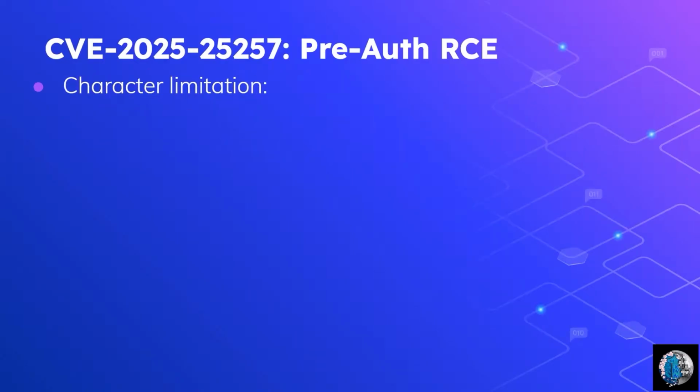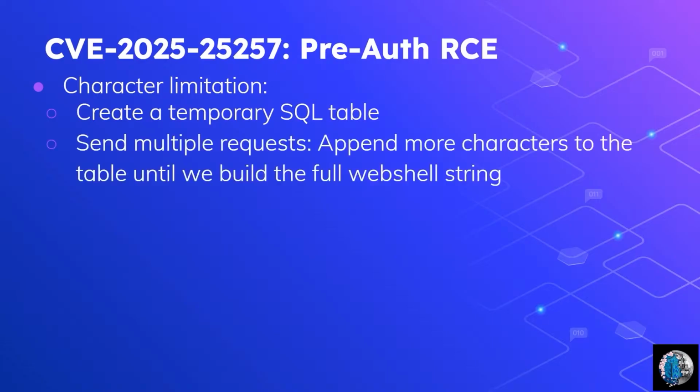Character limitation. This is the second obstacle. Like I said, we are limited to 128 characters. So to overcome that, in our injection, we create a temporary SQL table, and then we send multiple requests to append more and more characters to the table until we build the full web shell string.